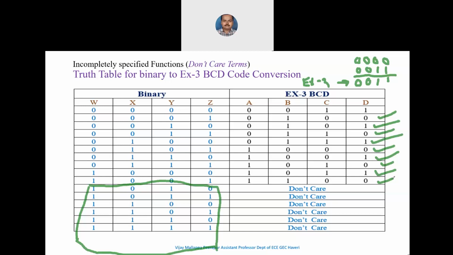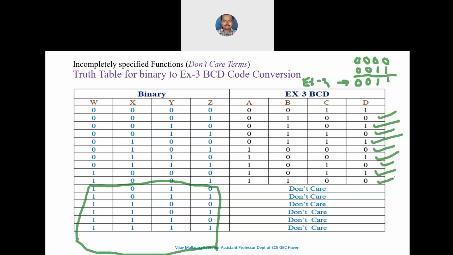For this BCD, we have generated the access-3 code here. For the rest of the combinations, the output access-3 code is don't care terms. It means that the output is not generated for those input combinations, right?